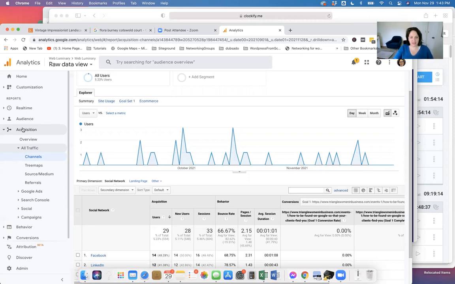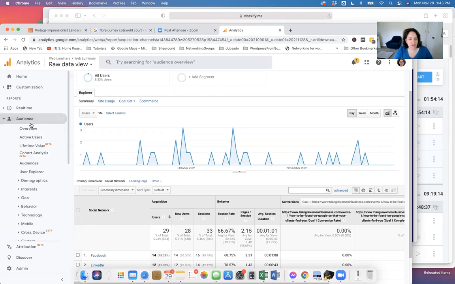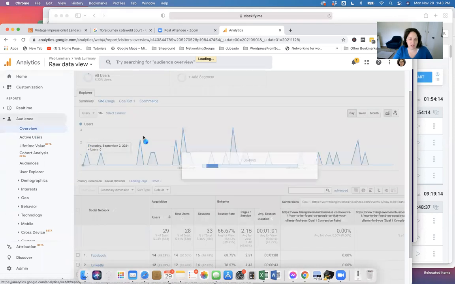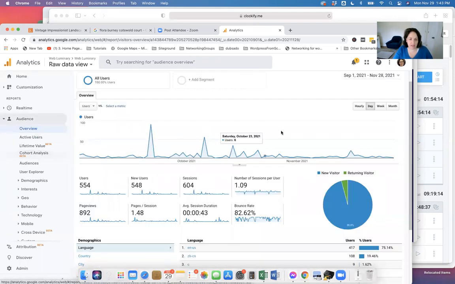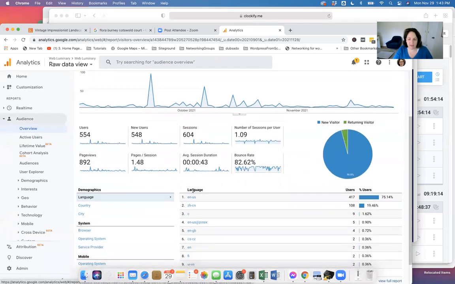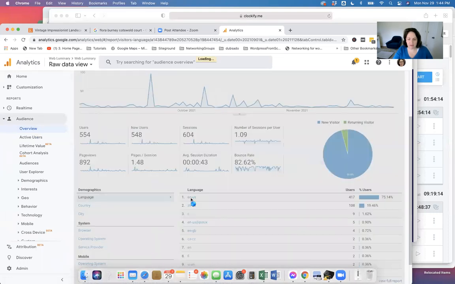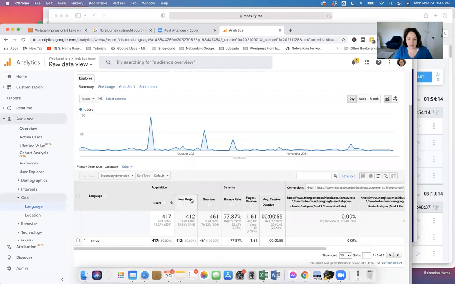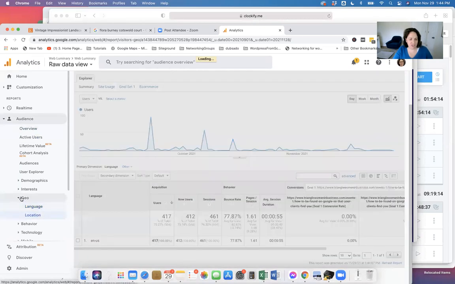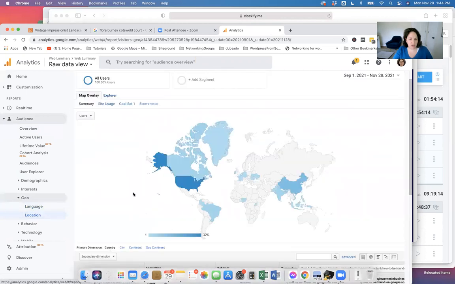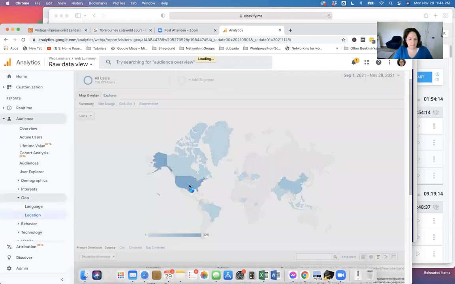The next big, so we talked about who they are. Actually, I didn't really talk about audience. I'm sorry, I'm skipping. Audience overview. Let's talk about this. Where are they coming from? You can drill this down to even the state that you're in. Geolocation. You click here.